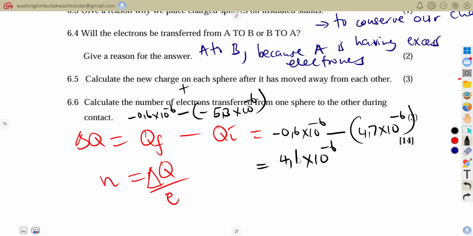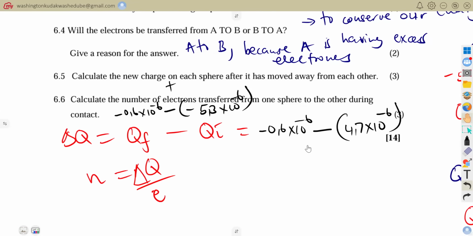So here, something is wrong with our answer somewhere. I'm sure this answer, let me hold it there. I want to correct something.